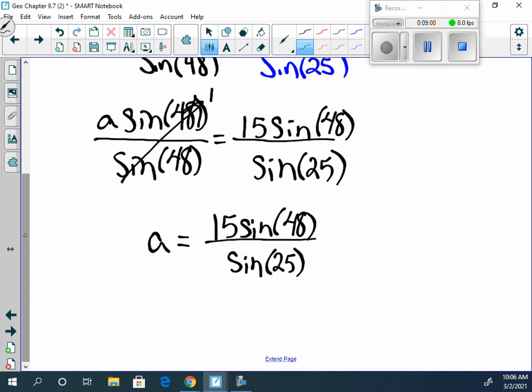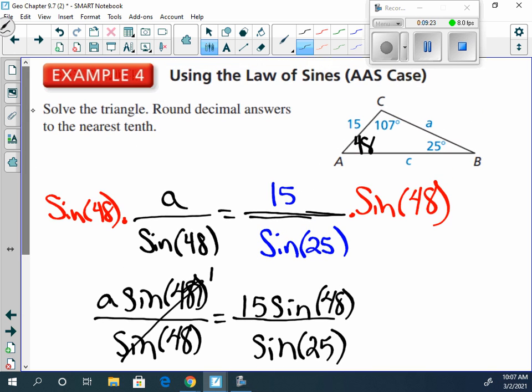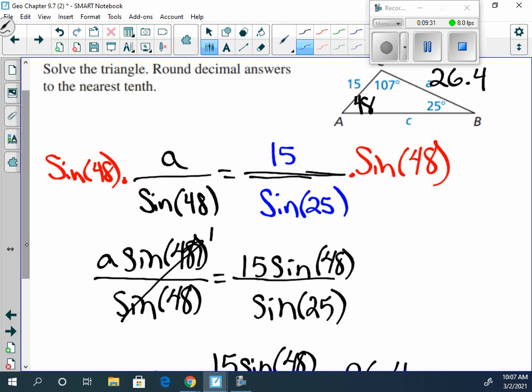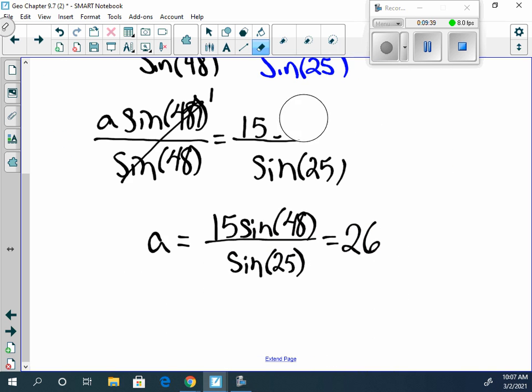What was it? 26.4, 26.37. Yep, 26.4 since we're going to one decimal place, going to the tenths. And that's it. That's all we have to do to find the side length A: 26.4. Any questions on this before we move on to side length C? Okay. Erase all this here.